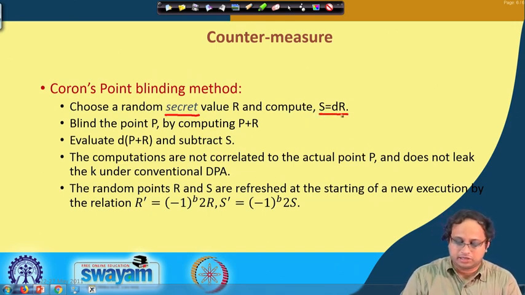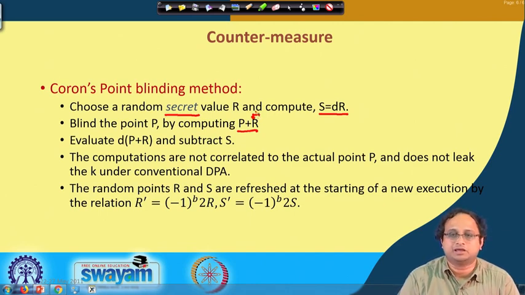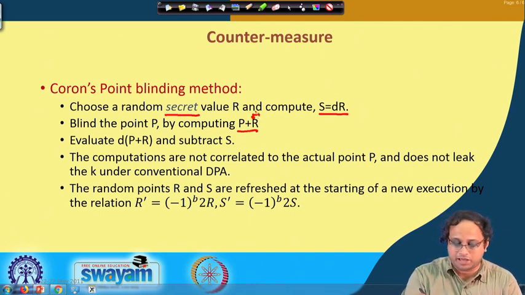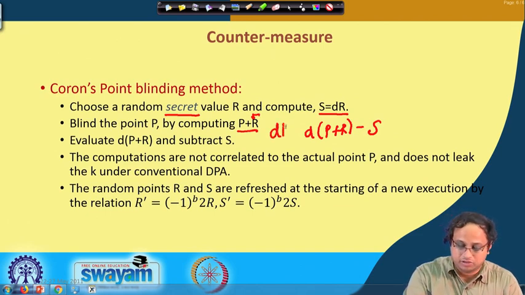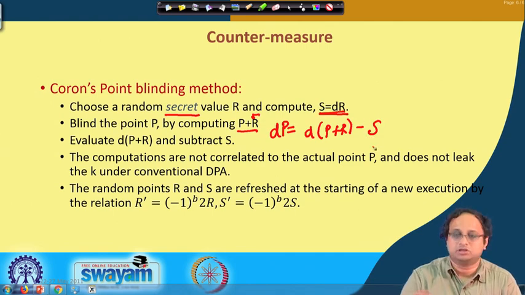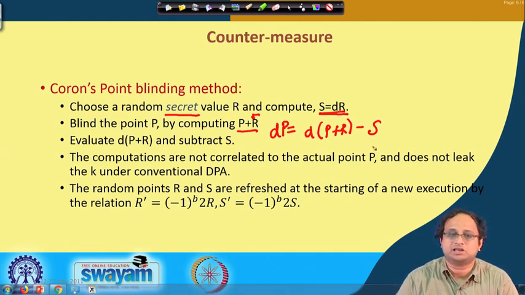Then you blind the point P by computing P plus R, because P plus R makes it independent of P, since you are choosing a random point and blinding that point. Then you multiply d into P plus R, that is you calculate d(P+R), and you subtract out S. You can easily see that this is nothing but equal to dP, because dR minus S cancels out, and therefore you are calculating dP.